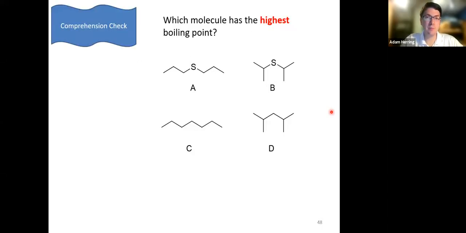So for this question, we're going to ask you to do two things. Determine which molecule has the highest boiling point, as well as which molecule has the lowest boiling point. Pause the video and try this on your own, and then I'll walk you through it.